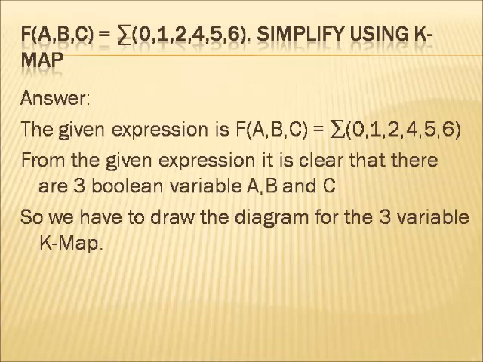So the given expression is f of ABC is equal to sigma 0, 1, 2, 4, 5, 6. So it is clear that there are three variables, that is three Boolean variables A, B and C. So when we draw the K-map, we have to draw the K-map for the three variables, right? So we can see the drawing, we can see the K-map for the three variables, okay?